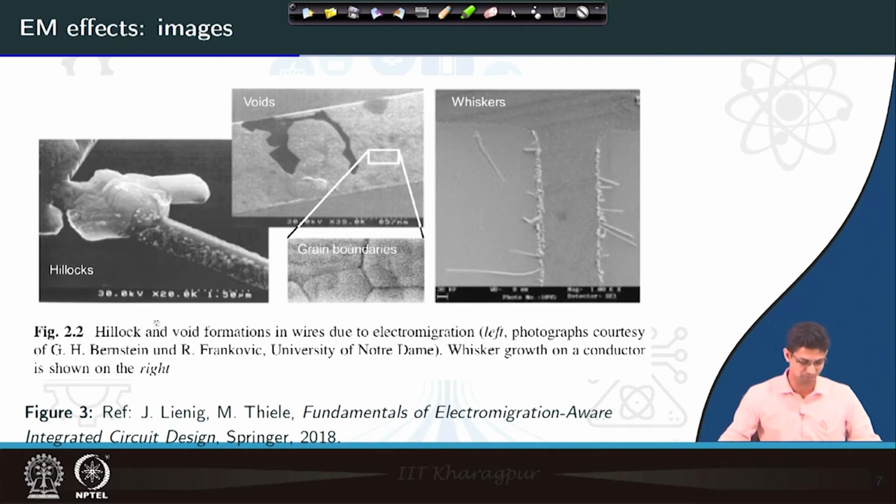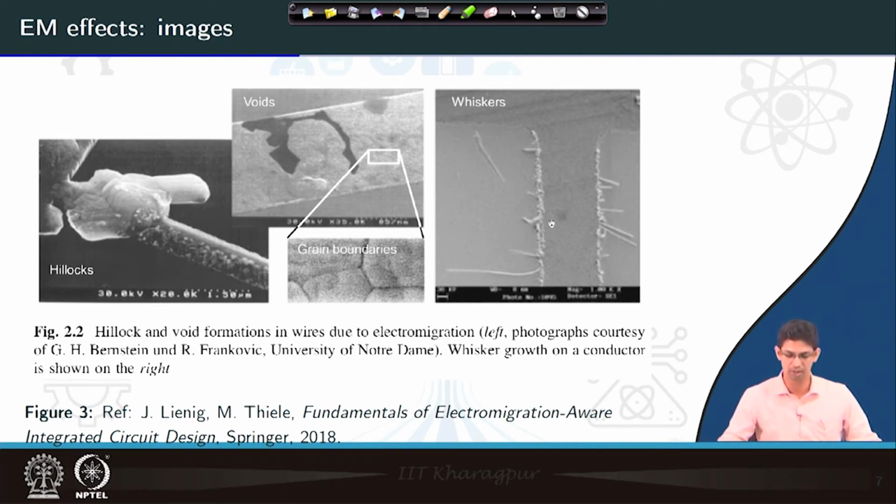This image is again taken from this Springer book. Here you can see hillocks. This is the additional metal which got deposited over time. This is undesired. Here there are voids. You can see this void is there. This was a conductor, but over time metal has eroded from this. In a zoomed in version you can see the grain boundaries, and why these grain boundaries and other things are important, that we will discuss towards the end of this lecture.